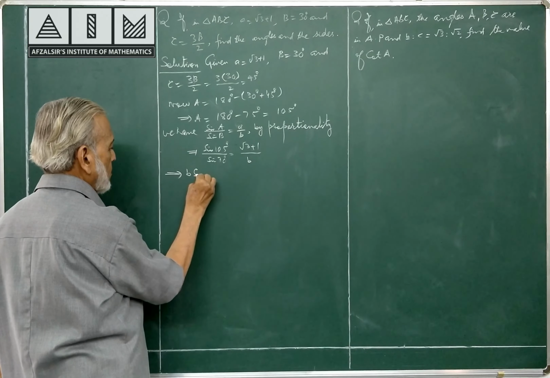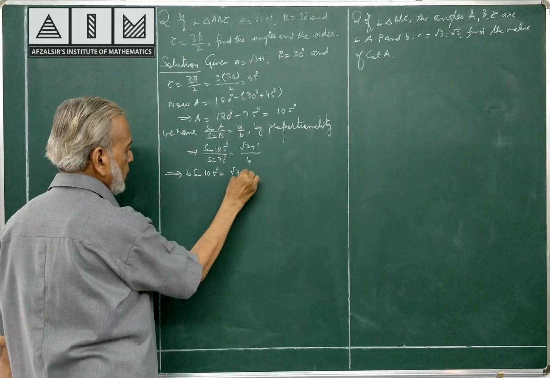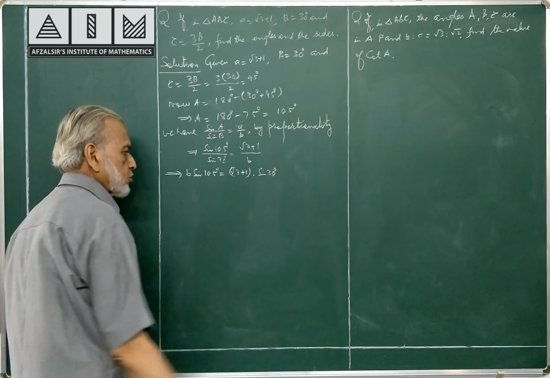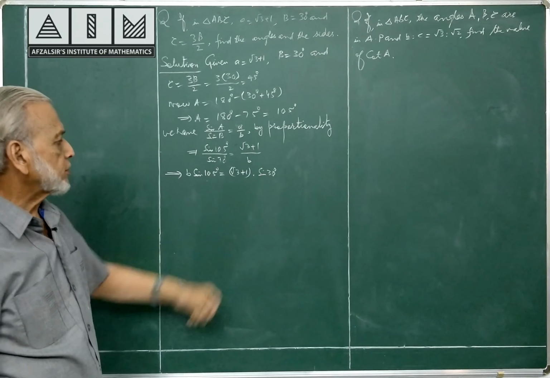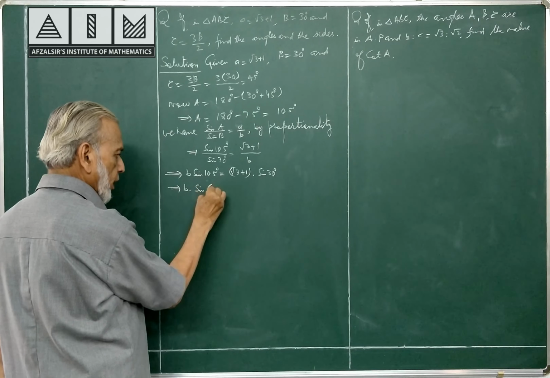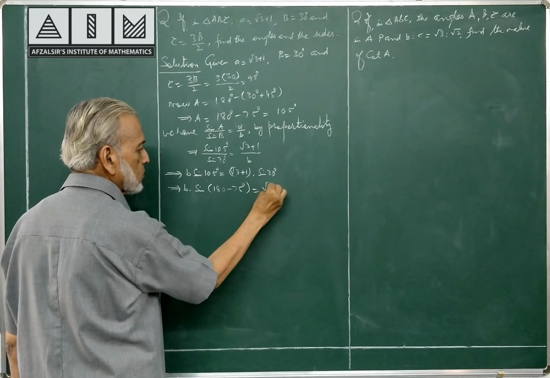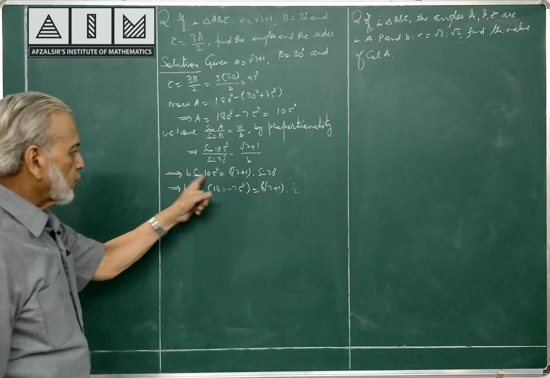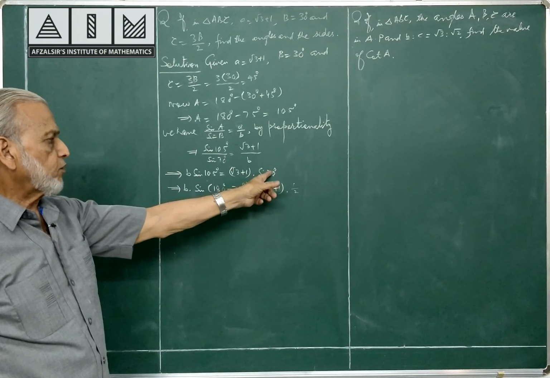Cross multiply. b sin 105 degrees is equal to root 3 plus 1 into sin 30 degrees. Value of sin 105 is not available to me, so I am calculating. Please see how I calculate. 105 is 180 minus 75. Root 3 plus 1, sin 30 is 1 by 2.